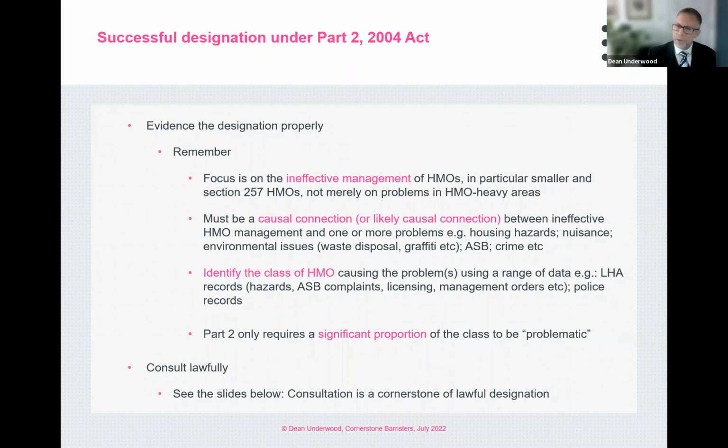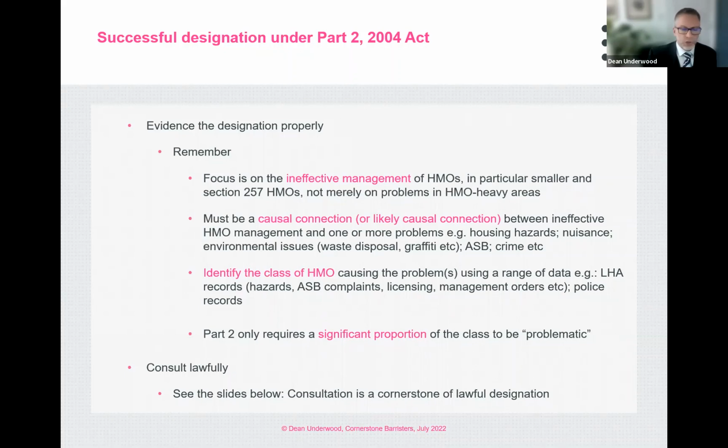And again, to my mind, sufficient evidence to establish a rational correlation, if not a cogent correlation, between HMO management and the problems that exist should be sufficient. And again, Part 2 only requires a significant proportion of that class to be problematic. So you certainly don't have to demonstrate as a local housing authority that all of that class are problematic, that is causing the problems either for the occupants of the HMOs or members of the public, so long as a significant proportion do.